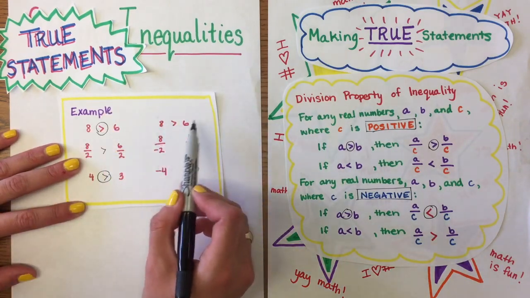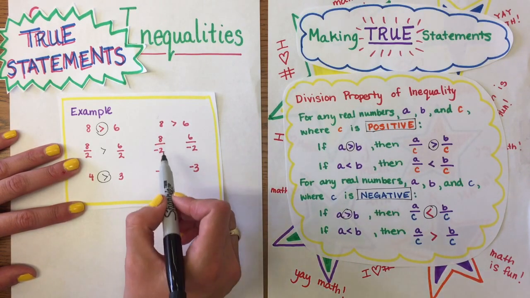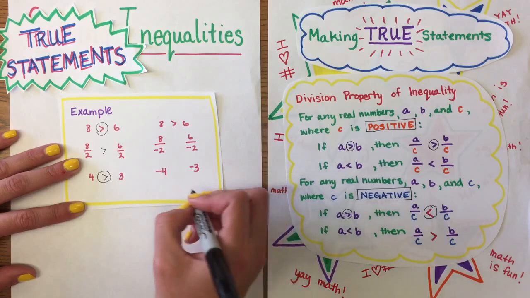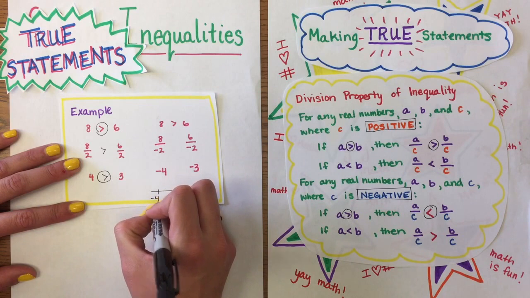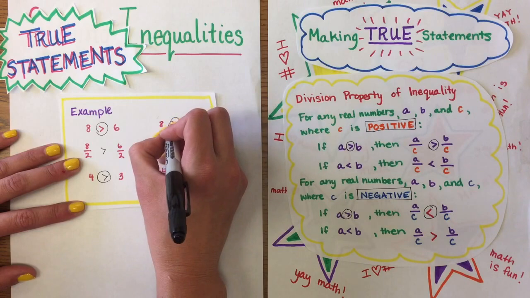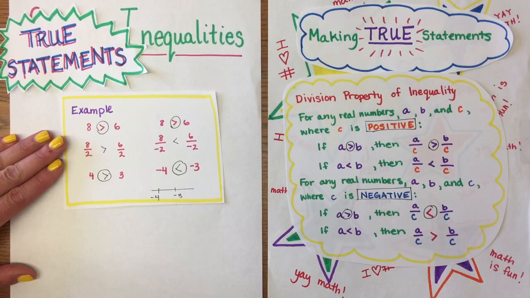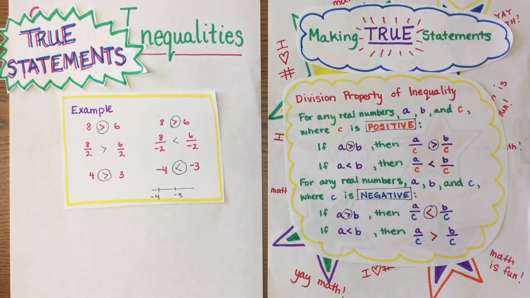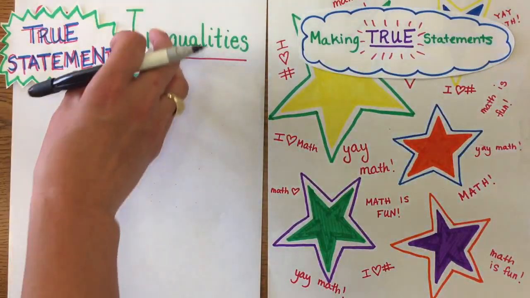But if I divide by a negative number, 8 is greater than 6. I divide both sides by negative 2. 8 divided by negative 2 is negative 4. 6 divided by negative 2 is negative 3. Negative 3 is actually greater than negative 4. So my inequality symbol flips directions. So anytime you multiply or divide both sides of an inequality by a negative number, you must flip the direction of the inequality symbol to make a true statement.